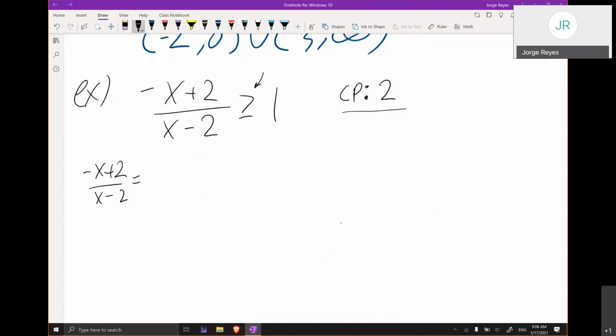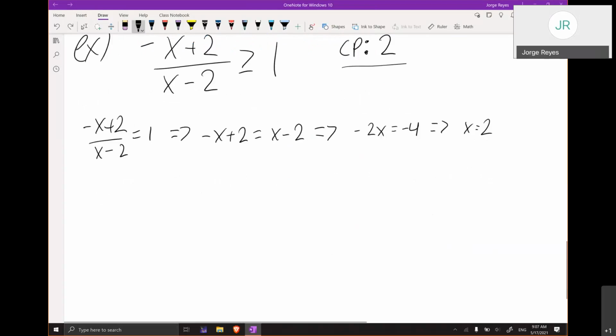The next thing I do, which is different from what most professors like to teach, is I actually don't like to do anything with this. I like to pretend it's an equal sign, because the other critical points are the zeros, which we already know how to solve from a previous section. So let's just do that. You get -x plus 2 equals x minus 2. And then you get -2x equals -4. And then you get x equals 2, which we already wrote here, but it is again a critical point for another reason.